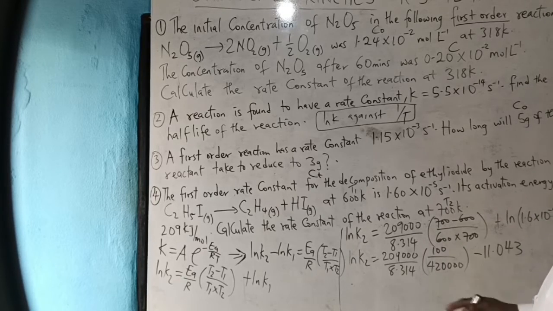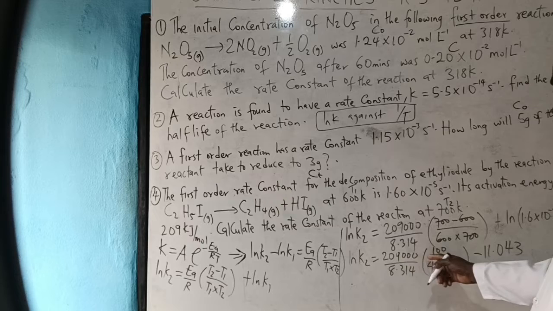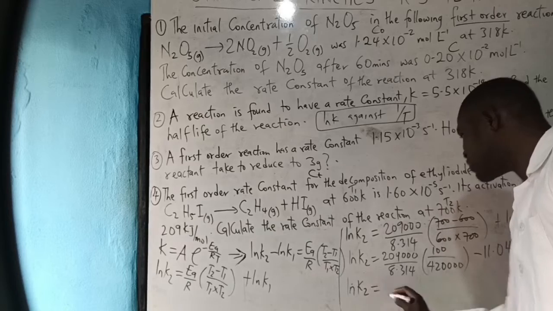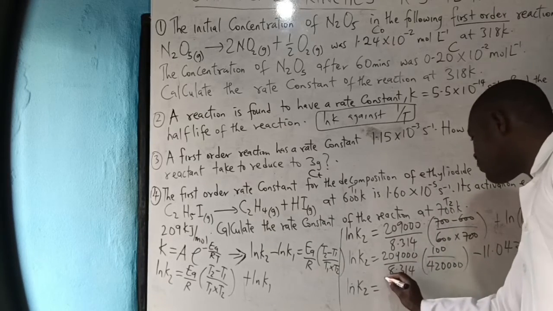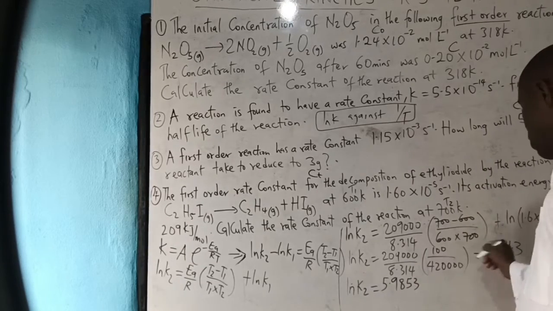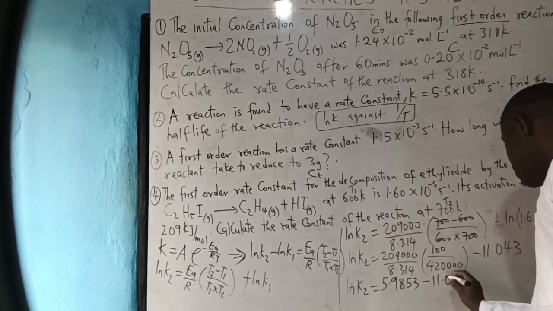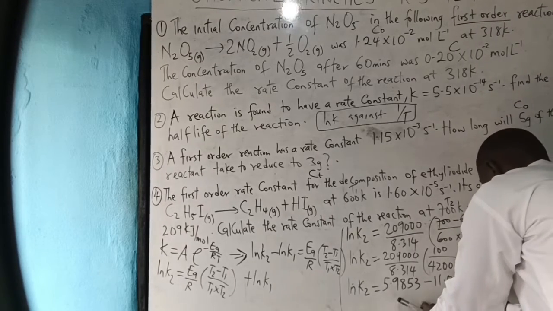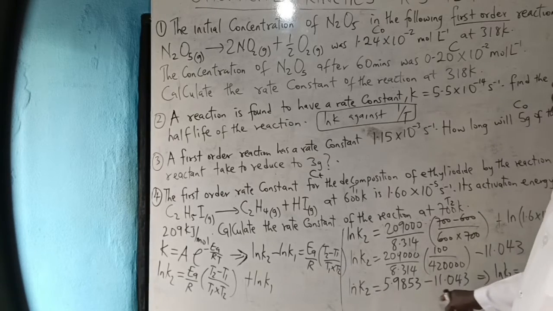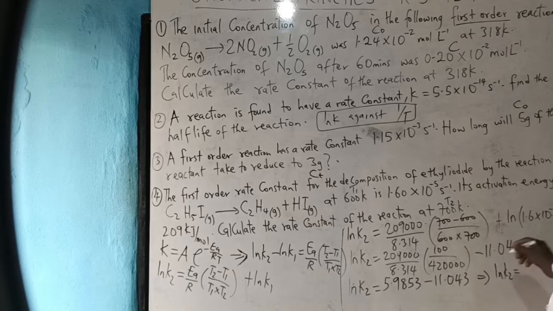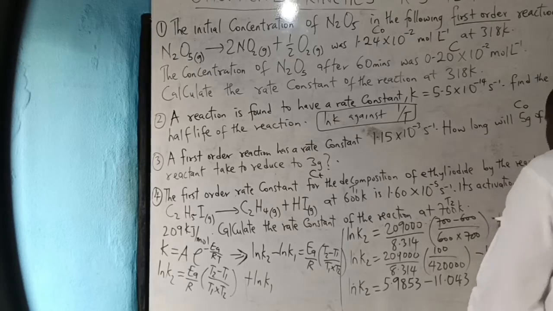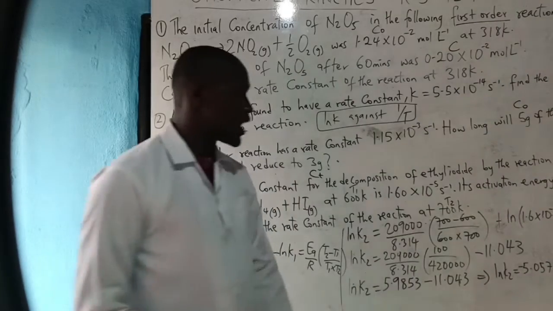Are you getting it? If you compute this, please use your calculator: this times this divided by this. What it will give you is that ln k2 equals 5.9853. You combine it with this minus 11.043. If you subtract, it will give you ln k2 equals minus 5.0577. Just confirm it with your calculator.